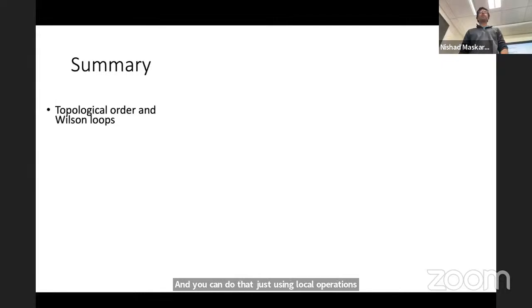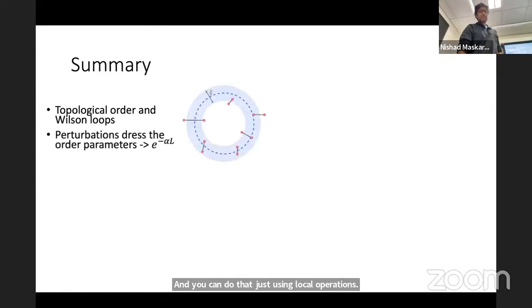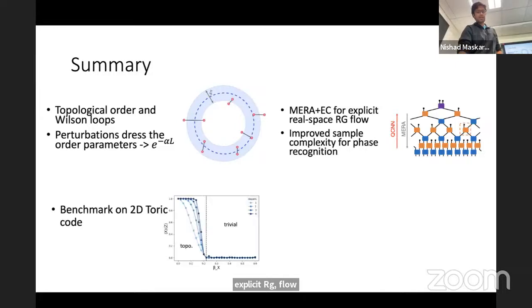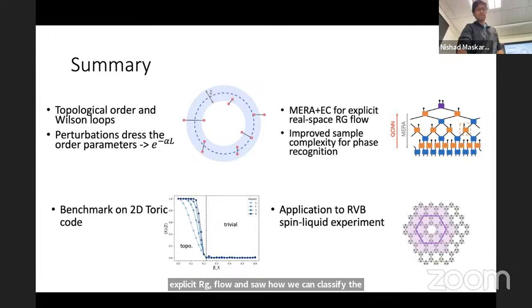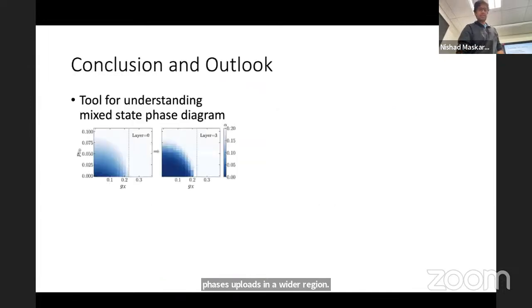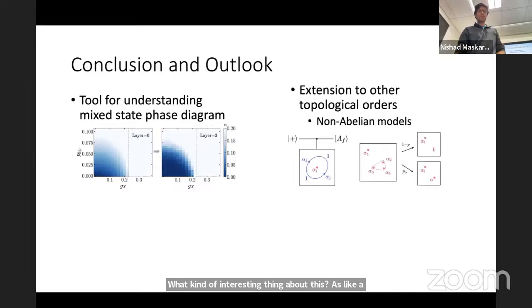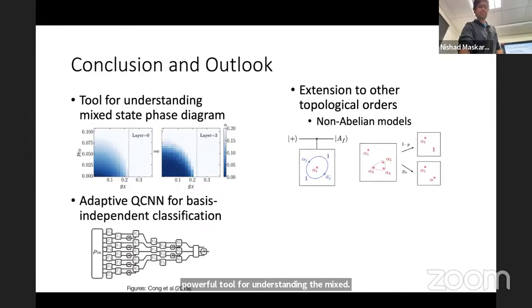Okay, cool. So with that, we talked about topological order, Wilson loops, how they're addressed with perturbations. We constructed this explicit RG flow and saw how we can classify the phases as topological in a wider region. We demonstrated this on 2D toric code numerics and also experimental data. And more generally, we're interested in thinking about this as a powerful tool for understanding the mixed state phase diagram. We're also working on extensions to other types of topological orders, for example, non-abelian models.